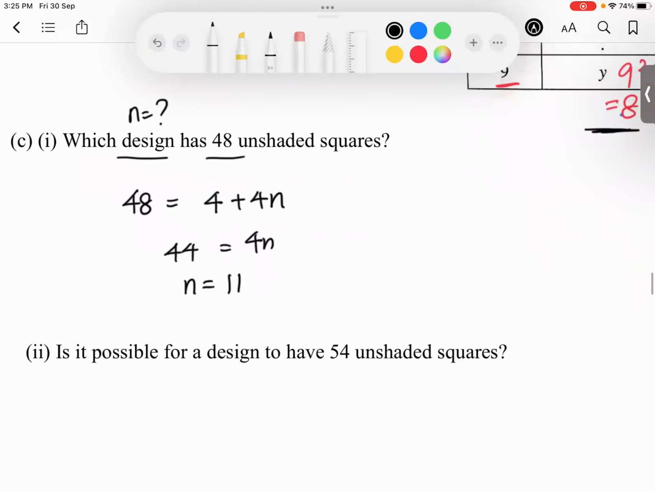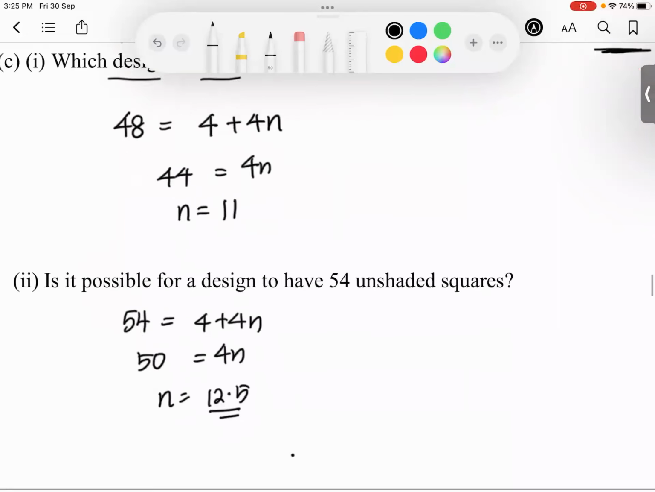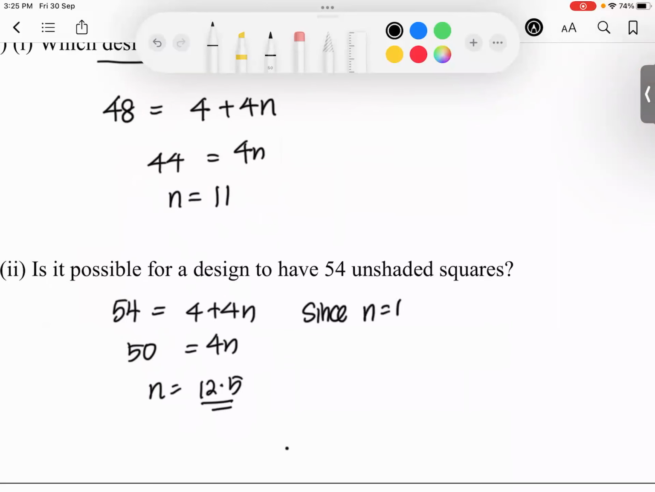Is it possible for a design to have 54 unshaded squares? So I take 54 equals 4 plus 4n. Minus 4, 50 equals 4n, so n is equal to 50 divided by 4, that gives me 12.5. Then please explain: since n equals 12.5 is not an integer, it is not possible for it to have 54 unshaded squares.